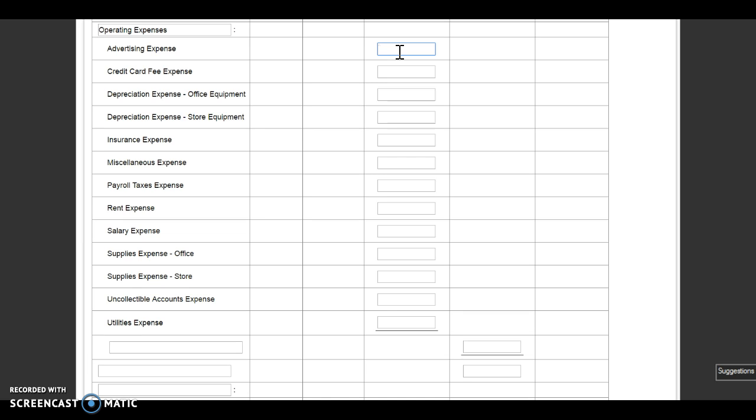Advertising expense, that is $3,744. Credit card fee expense, $5,473.76.